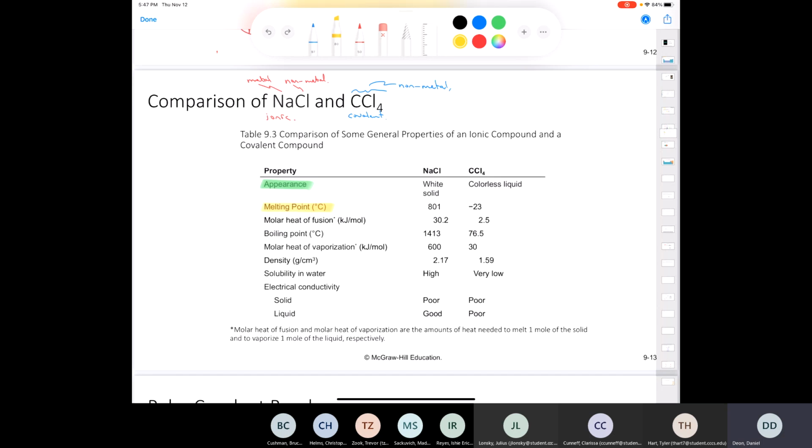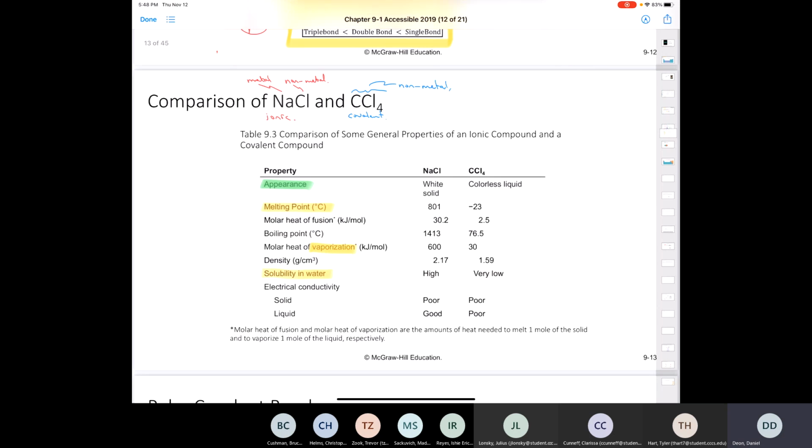Other things that are interesting would be solubility in water. Ionic compounds are very soluble in water, whereas covalent compounds are not very soluble in water. What else do we see? The boiling point of an ionic compound is much higher. Why would that be? Because it takes a lot more energy for vaporization to occur in an ionic compound. Think about it. The electrostatic forces between a positive and negative charge are much stronger than the covalent bonds or the intermolecular forces that hold molecules of carbon tetrachloride together.